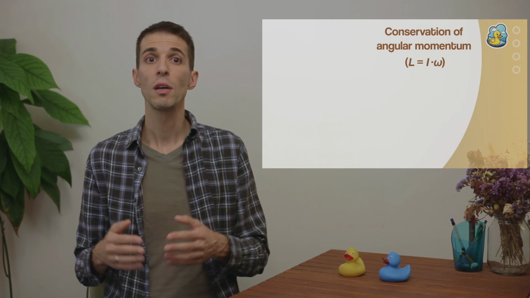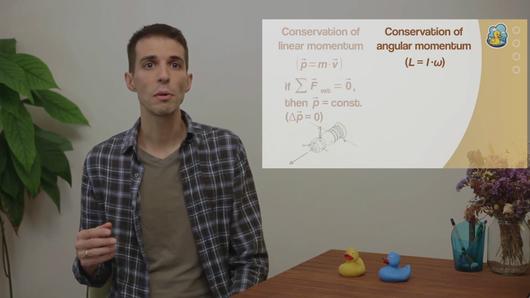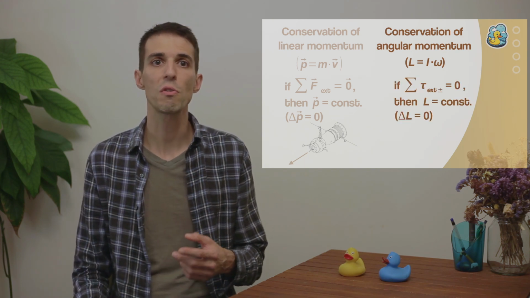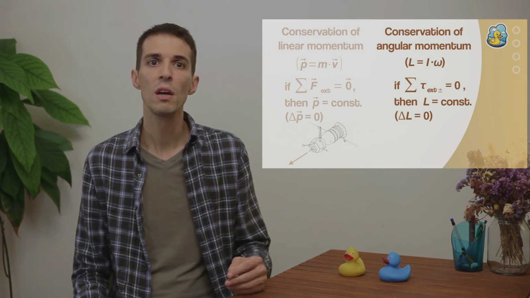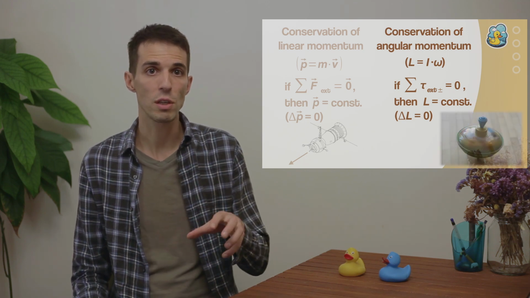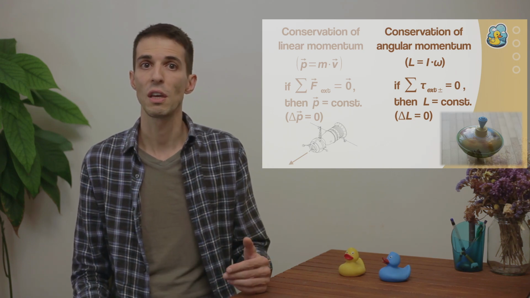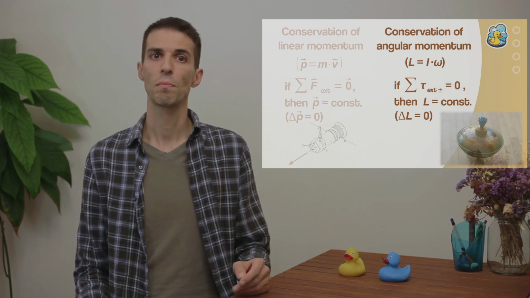Now that we know what angular momentum is, let's talk about one of its most important properties, conservation. Just like linear momentum, angular momentum is conserved, which means it stays the same as long as there is no resultant external torque acting on the system or object. If nothing from the outside is pushing or twisting the object, or if such effects upon it cancel out, its total angular momentum stays constant.